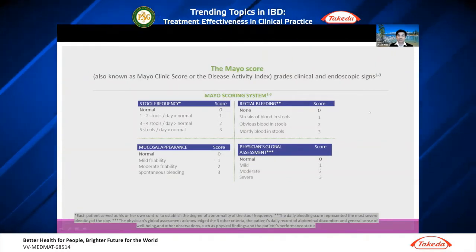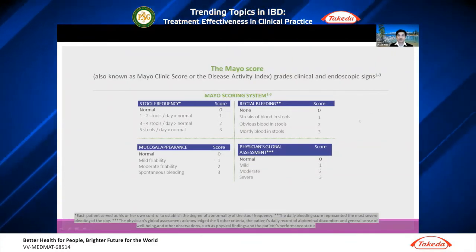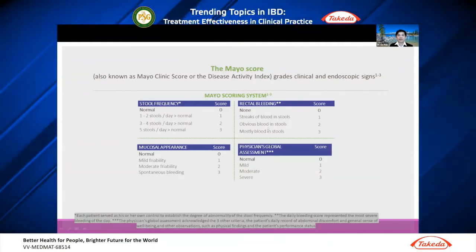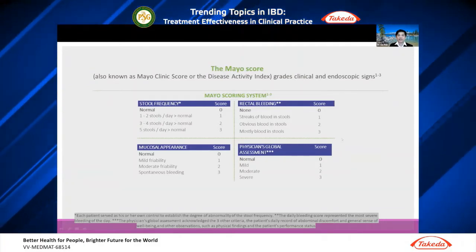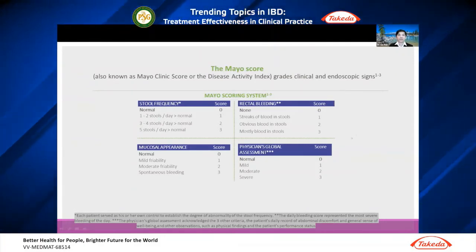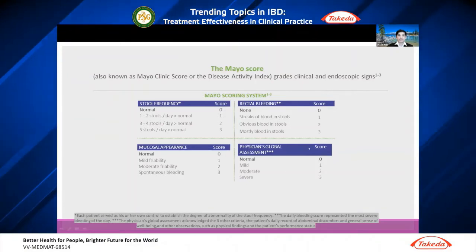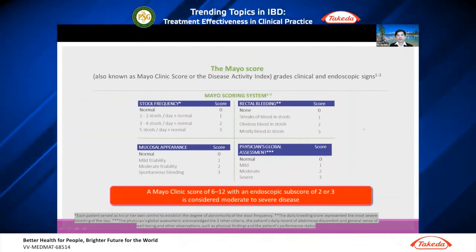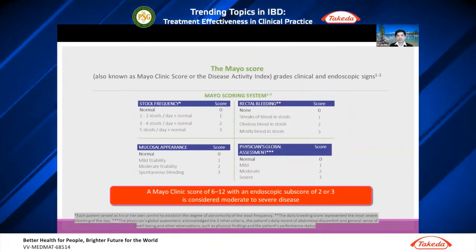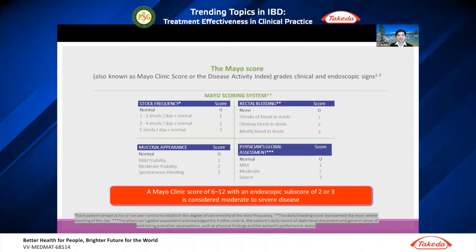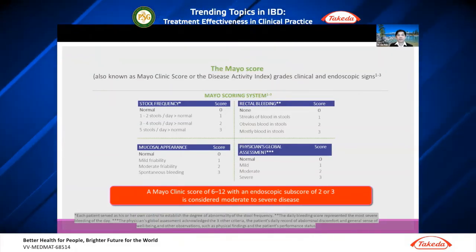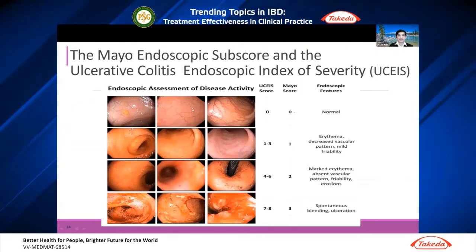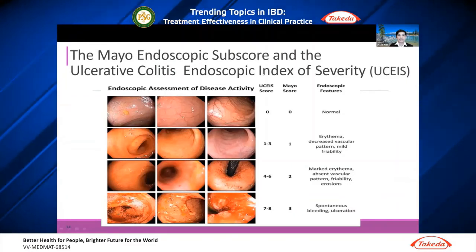Sometimes if you have a patient that you are seeing and there's no recent endoscopy, you only have 3 of the 4 components, and we call that the partial Mayo score. But if you end up admitting the patient or doing an endoscopy, you could complete the Mayo scoring system. So a Mayo Clinic score of 6 to 12 with an endoscopic subscore of 2 or 3 is considered moderate to severe disease. Okay, so these are pictures of the Mayo endoscopic subscore.